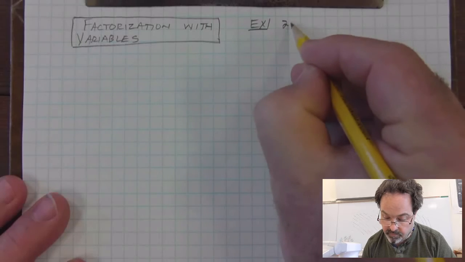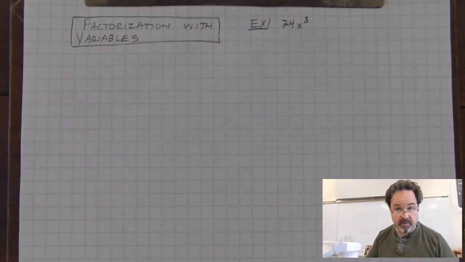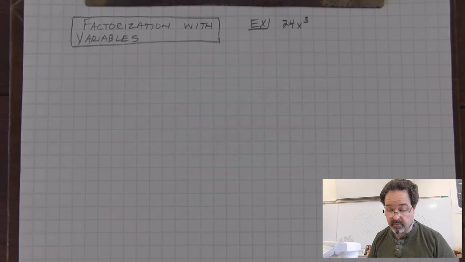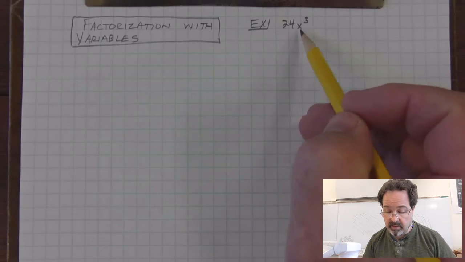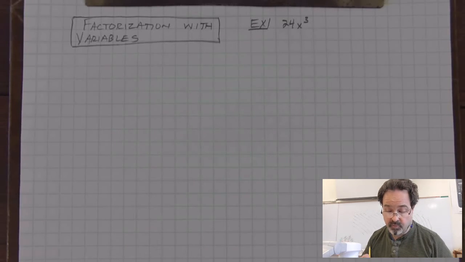For example, we could start with 24x cubed. That's a number, it has a variable component. This is an algebraic expression because it contains variables, x. And if we were to express this as a product, we would have to find all of the factors, all of the individual numbers and variables that when all multiplied together make 24x cubed.